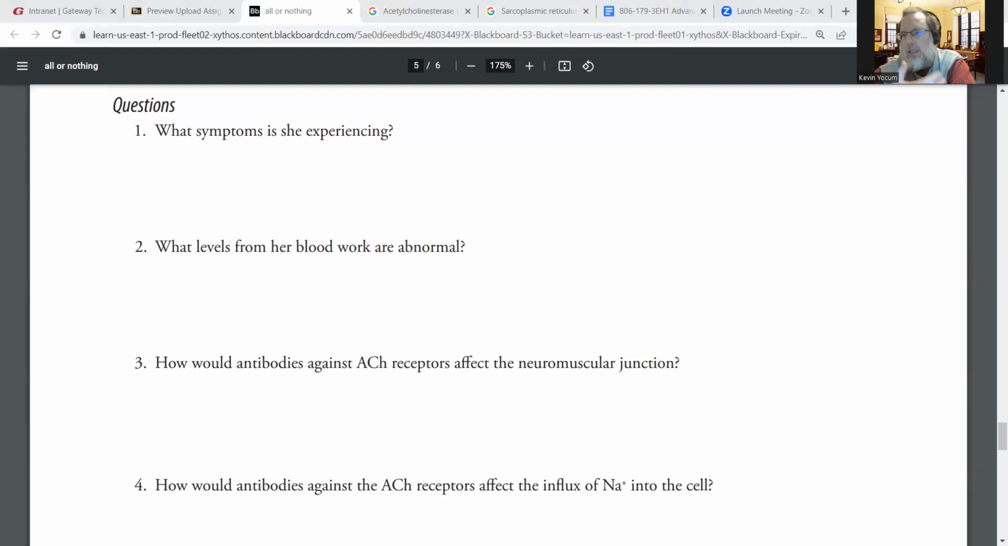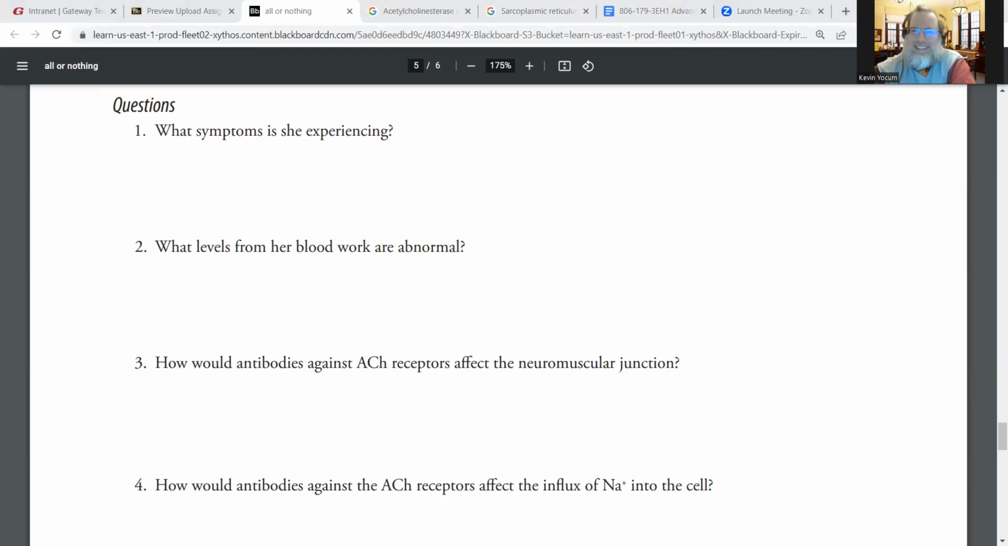So she's able to get some chewing. She's able to get some swallowing. She's able to get some speech, some facial expression, some muscle movement, right? So it's not an all receptor sites are done. It's not enough of them. The antibodies have attacked enough of them to cause her to have some noticeable issues with basic muscle control, movement, and proprioception. So, how would antibodies against the ACH receptors affect sodium?